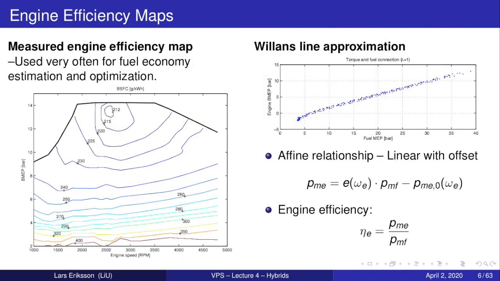You have also seen measured engine maps and how they can be represented as a Willans line approximation. The Willans line is an affine relationship, a linear function that has an offset. And from this, we get the engine efficiency, which is the slope from the origin up to the point here. So the slope tells what the efficiency is of that point.